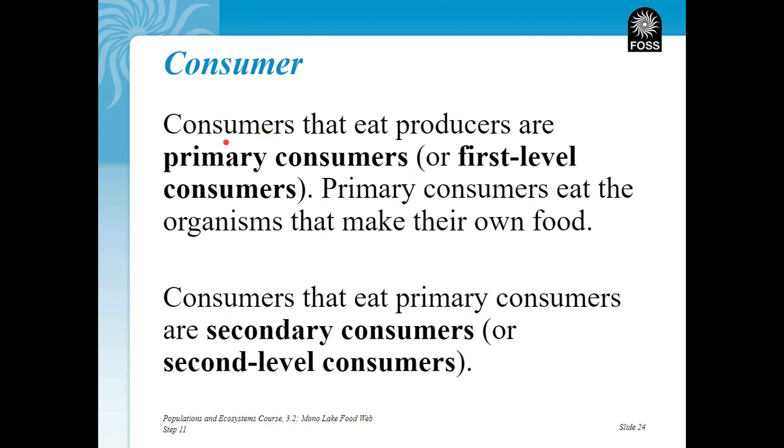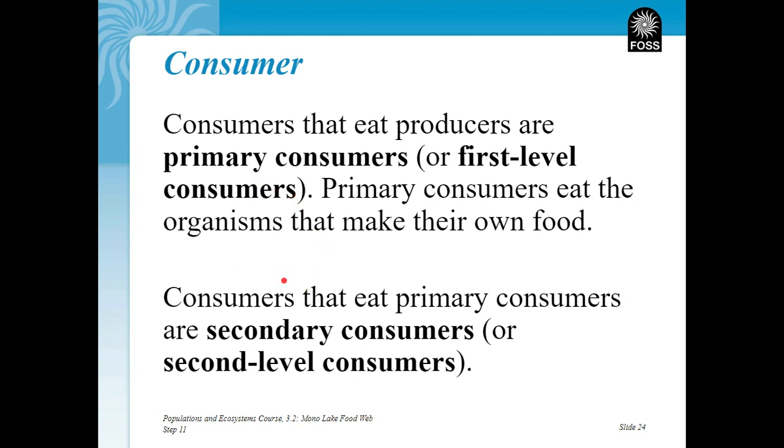Now, any consumer in your food web that is an animal that eats just producers, that eats just the photosynthesizers, we call primary consumers, or also first level consumers, because they're the first in line. If we think of our chain, one thing eats another thing, eats another thing, they're the first group of organisms, the first ones doing the eating. They eat the organisms that make their own food. So look back at your food web. You should be able to identify who in there is a primary consumer.